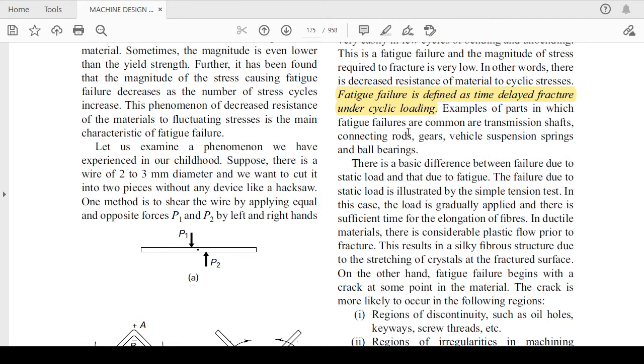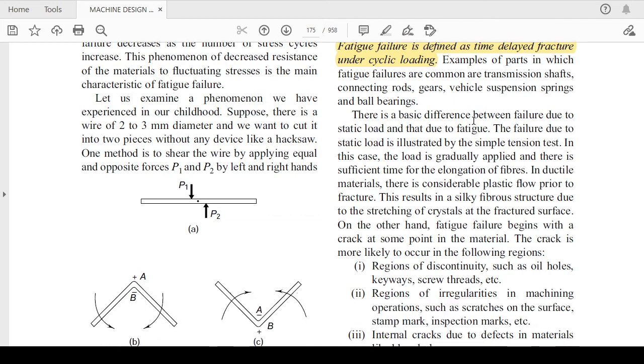Examples of the parts in which fatigue failure is common are the transmission shaft, connecting rod, gears, vehicle suspension, and spring. So this is very common. They have cyclic loading, or we can say alternating or cyclic stresses are applied on these particular parts, so they will fail very easily.